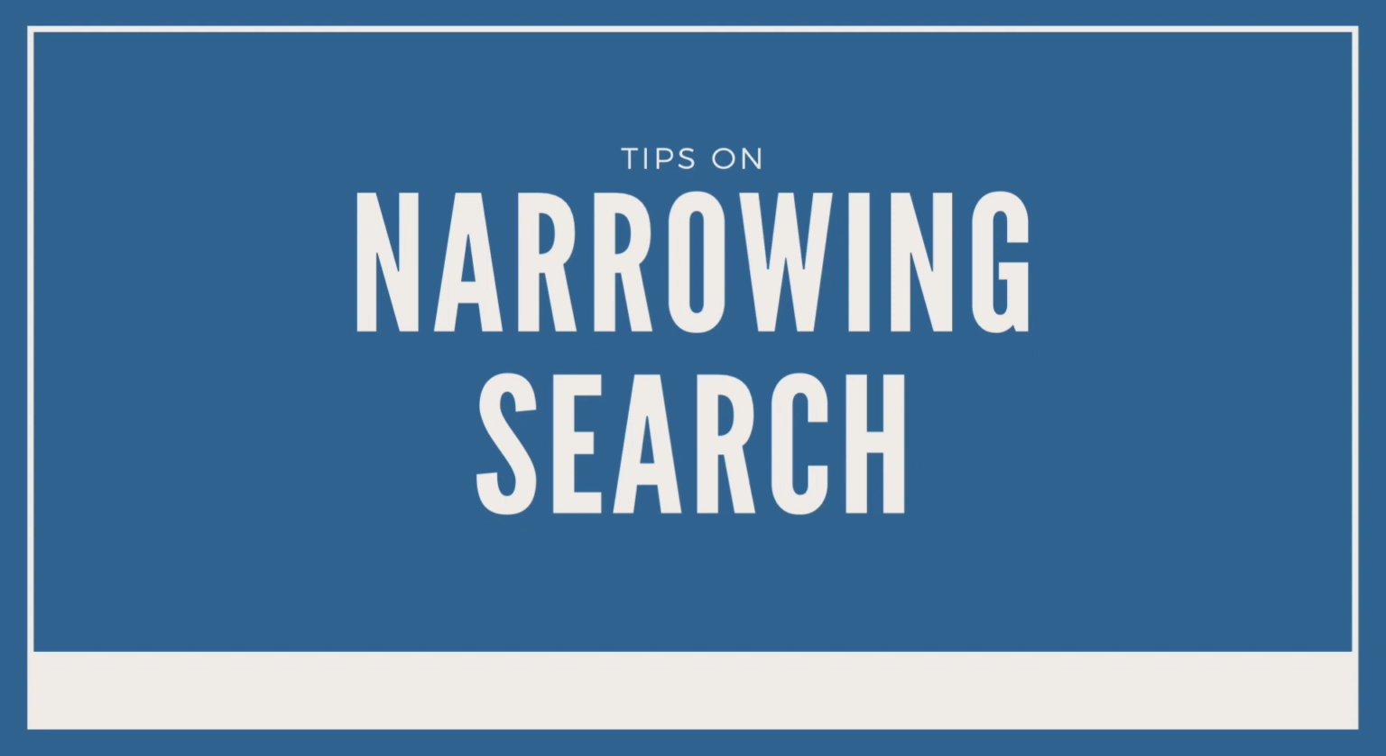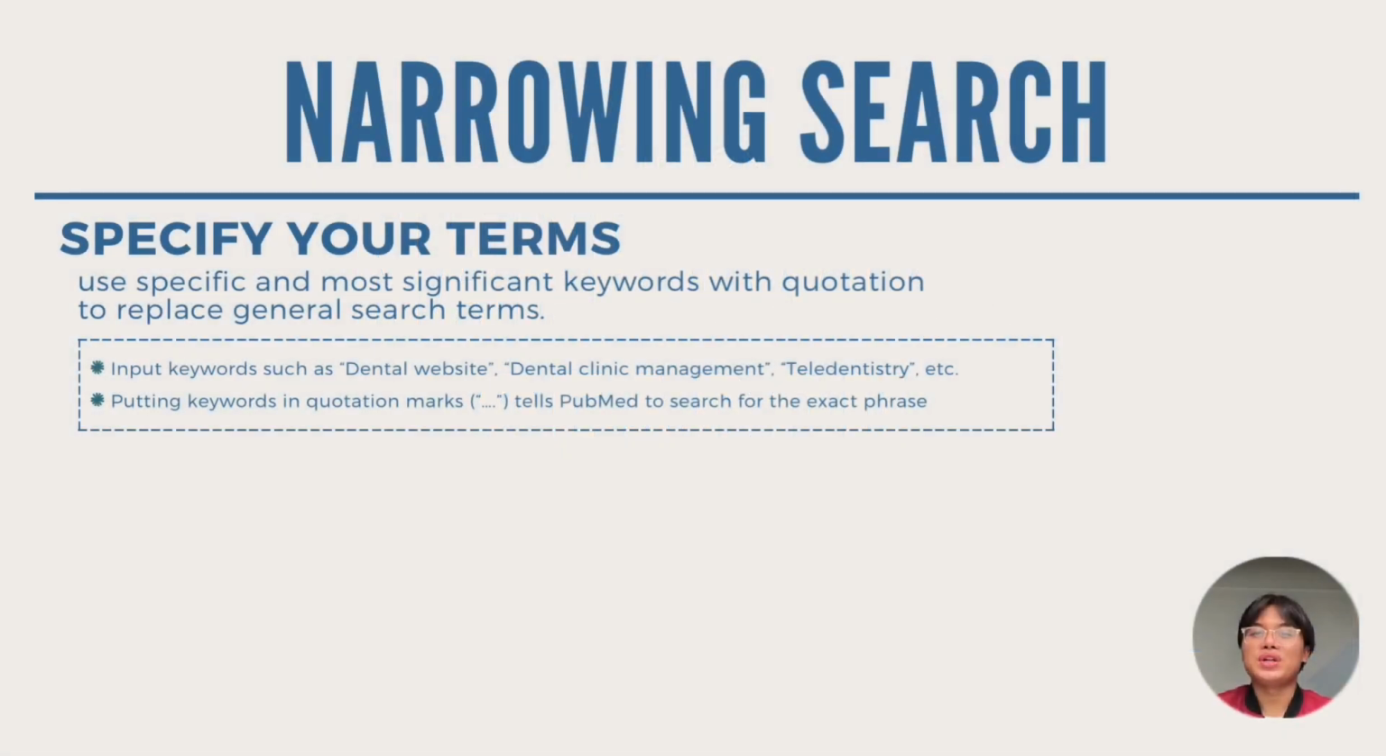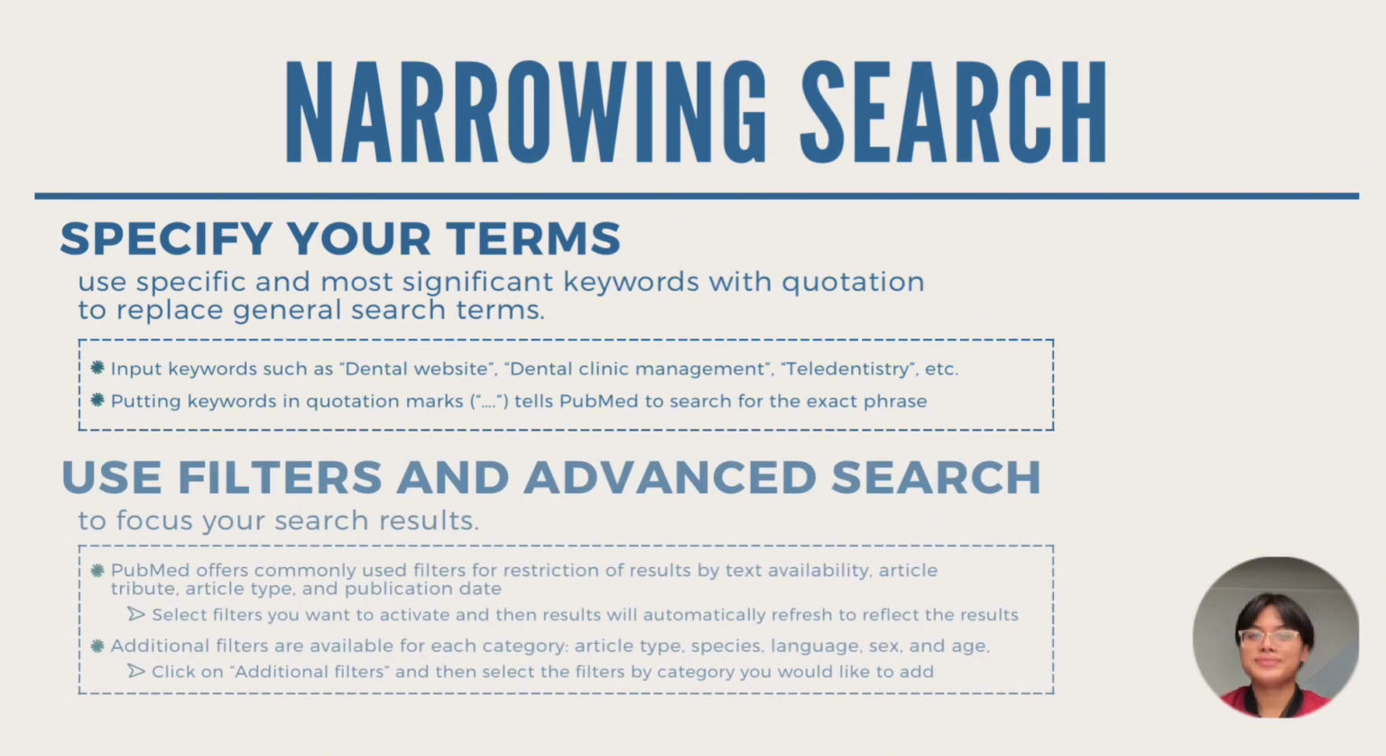Let's now find out the tips on narrowing search. First, use specific and most significant keywords with quotation marks to replace general search terms. Input keywords such as dental website, dental clinic, management, teledentistry, etc. Also, putting keywords in quotation marks tells PubMed to search for the exact phrase, exactly how the words are entered.